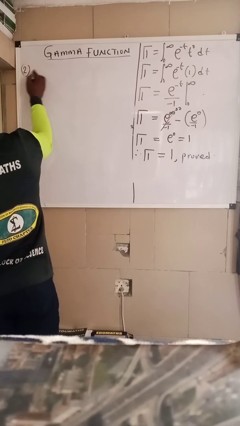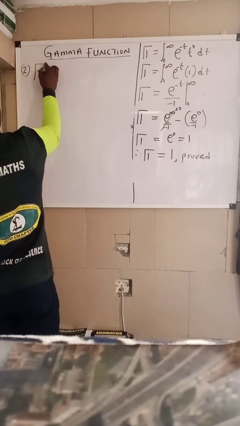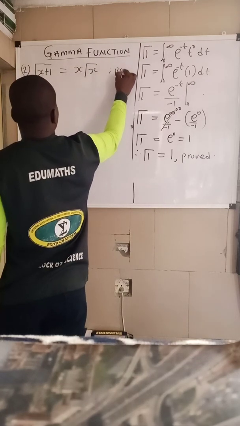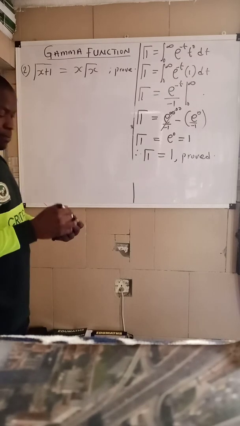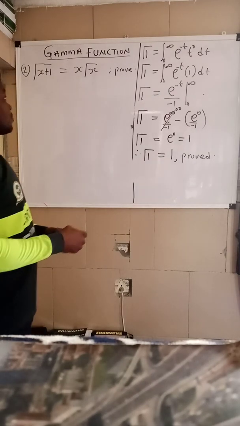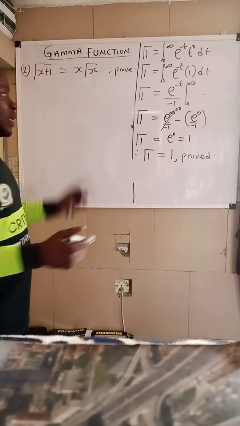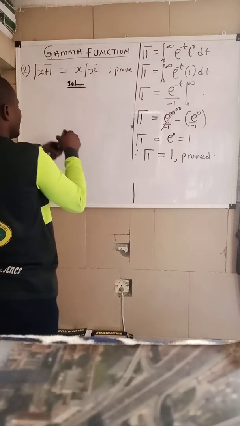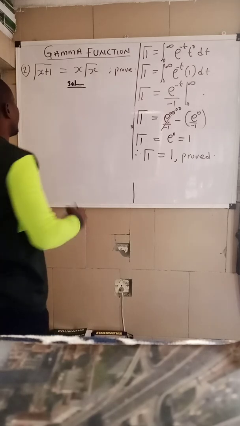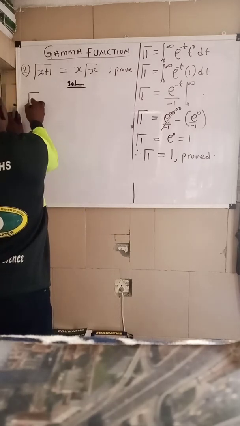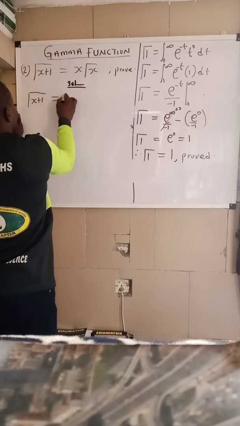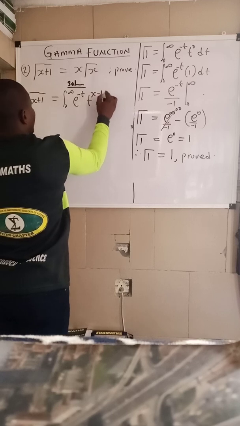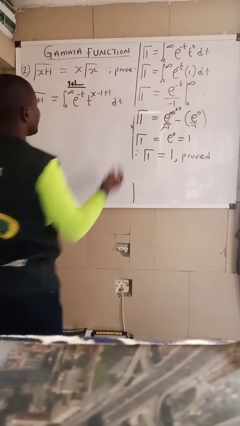Now, the second property says that gamma of x plus 1 is equal to x gamma x. So we are to prove that this is true. To prove it, we still make use of our definition. What's our definition? Our definition says that gamma of x plus 1 is equal to the integral from 0 to infinity of exponential minus t, raised to x minus 1 plus 1, dt.